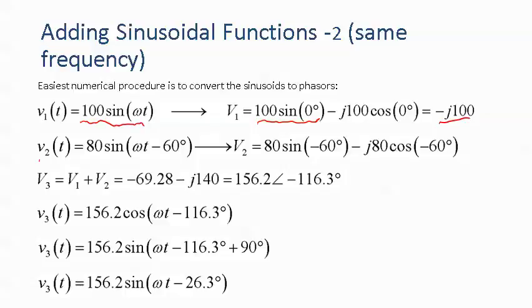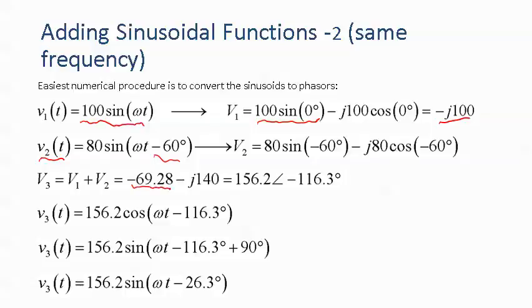Our second value, V2, was a peak of 80 and the sine of omega t minus 60 degrees. So our theta here is minus 60. So here's the real part: 80 times the sine of minus 60 degrees. That's going to be the real part, which will be negative, because the sine of minus 60 degrees is going to be minus the square root of 3 over 2, and you'll get this 69.28 for its real part.